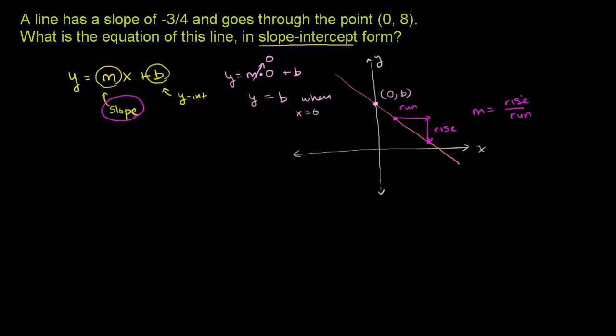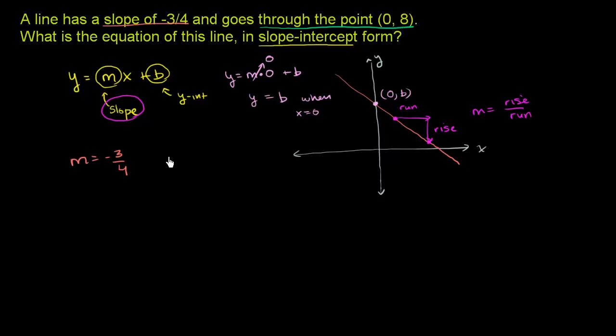Now, they tell us what the slope of this line is. They tell us a line has a slope of -3/4. So we know that our slope is -3/4. And they tell us that the line goes through the point (0, 8). Let me use a new color. I've already used orange, so let me use this green color. They tell us that we go through the point (0, 8). Notice x is 0, so we're on the y-axis. When x is 0, we're on the y-axis. So this is our y-intercept.